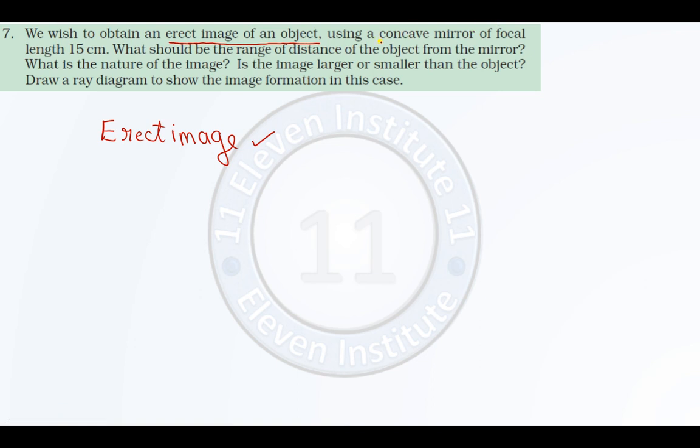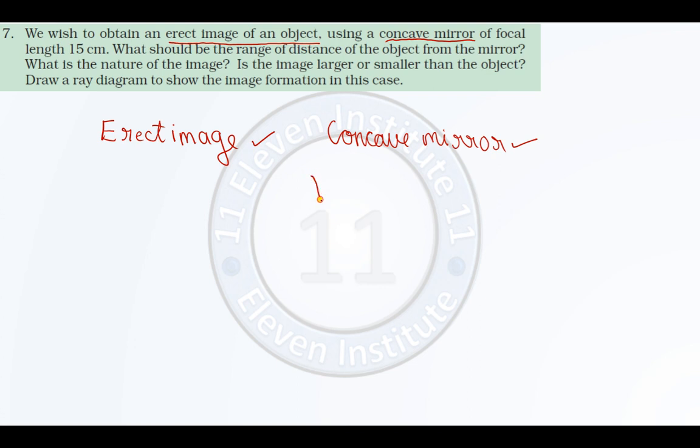Using a concave mirror, so this is the second choice that we are having, that we have to obtain an erect image using a concave mirror of focal length 15 centimeter. Now that will come into consideration later. First we have to think about this, that we have a concave mirror and we want an erect image.